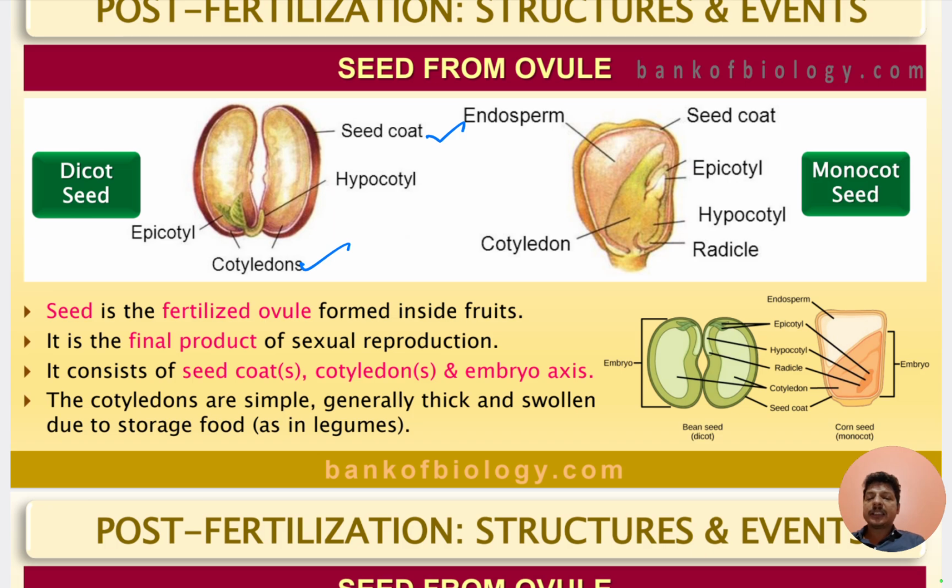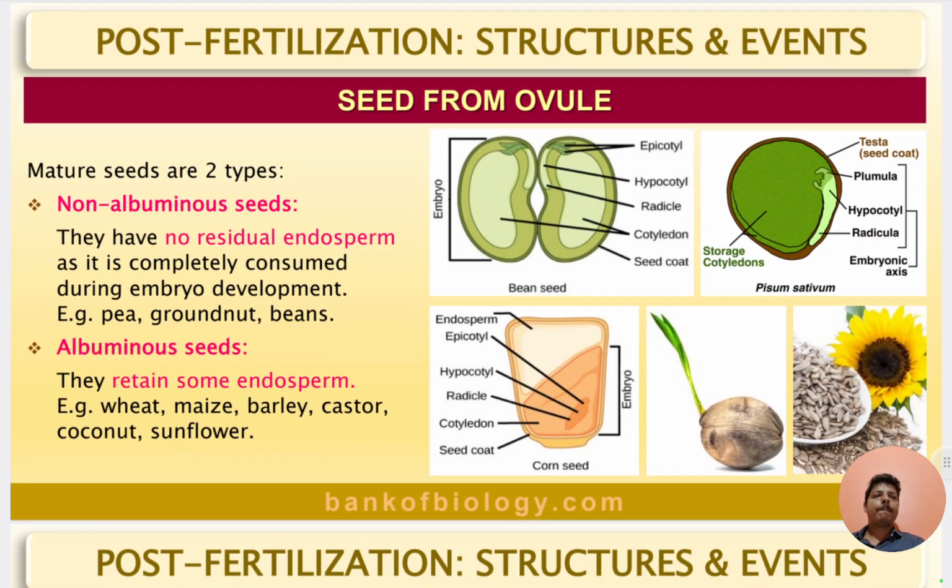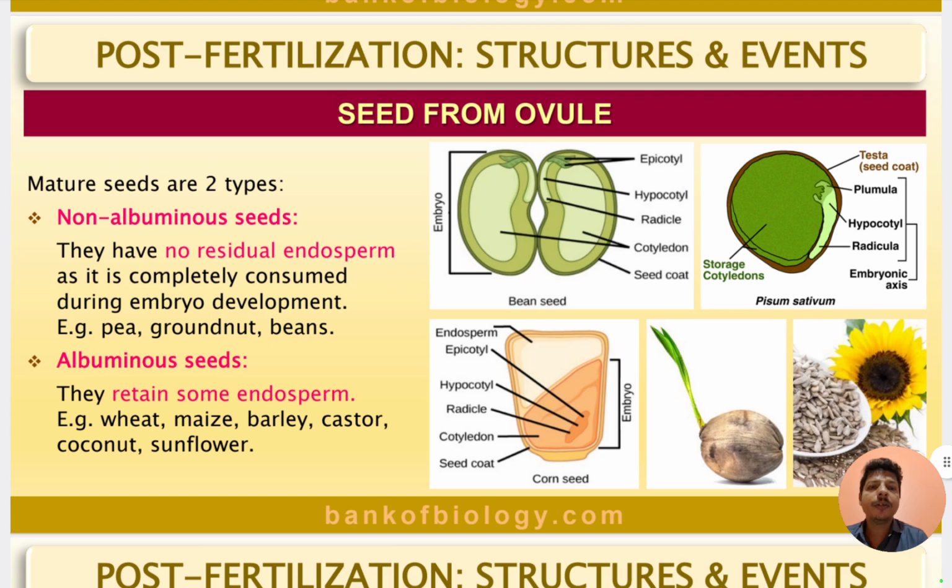The cotyledons are simple, generally thick and swollen due to storage of food, as in legumes. So cotyledons store the food for seed germination. Now, mature seeds are of two types: non-albuminous seed and albuminous seed.